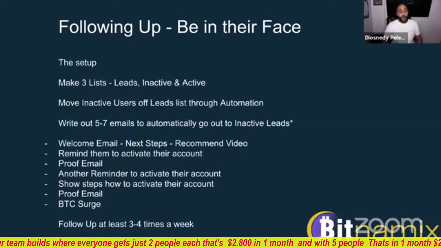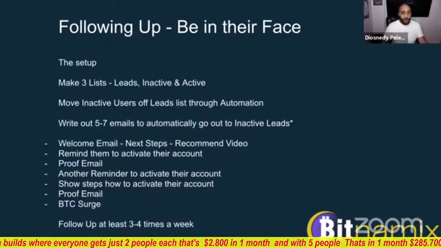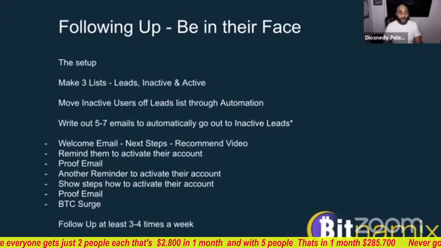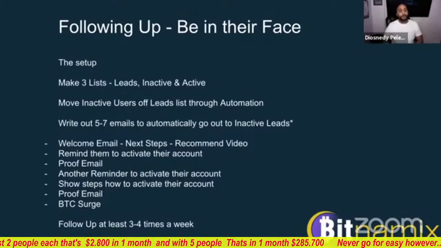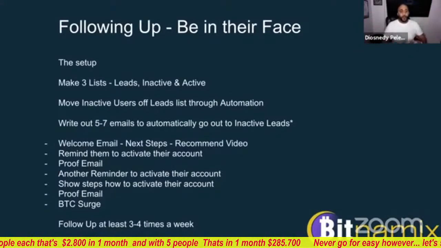Your active list are those who actually paid the $25 unit level, as well as maybe activated one or several matrices. So those are the three lists you want to create in Bitnamix. You can also create additional lists, but we'll talk about that more in advanced trainings. But then what you want to do, again, today we're talking about the inactive lists.